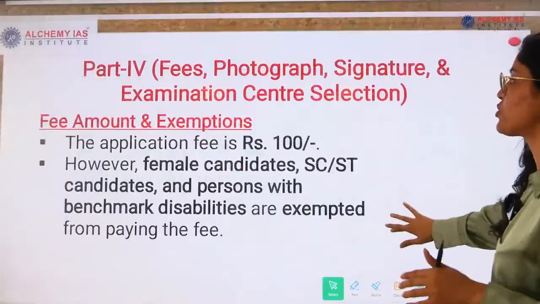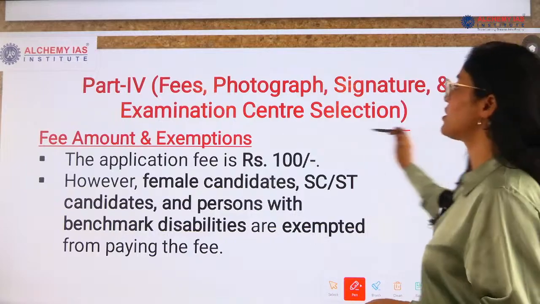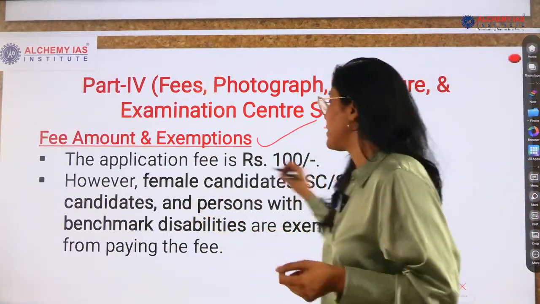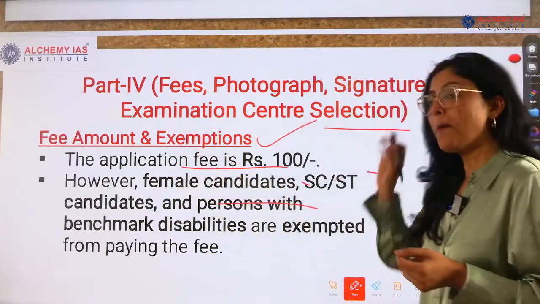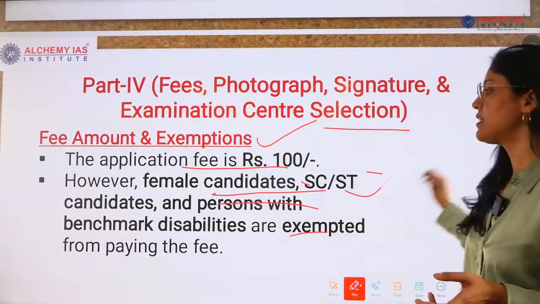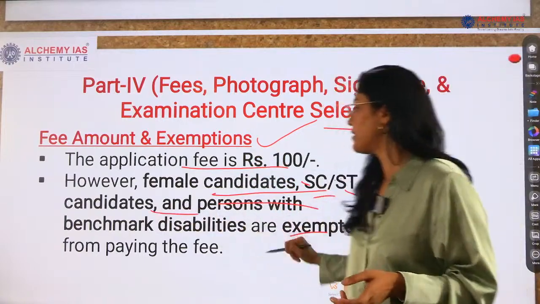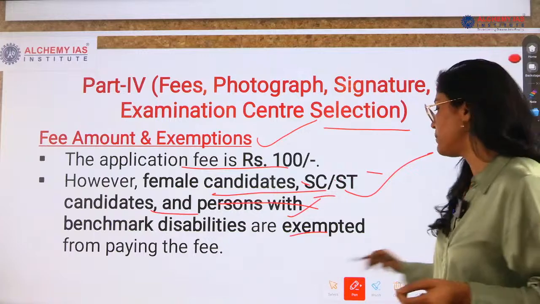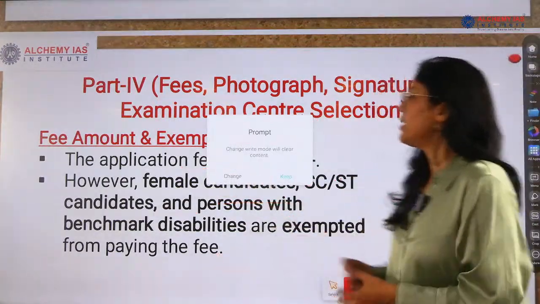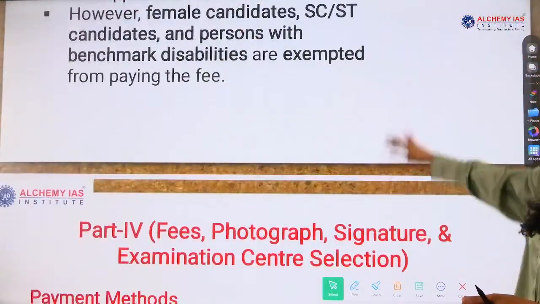Now coming to the fee, photograph, signature and examination. So application fee for the people is 100 rupees, but there are exemptions also. Female candidates application fee is 0. SC, ST candidates, persons with benchmark disability are exempted from paying the fee. So 100 is the fee, but these people are exempted from paying the fee.